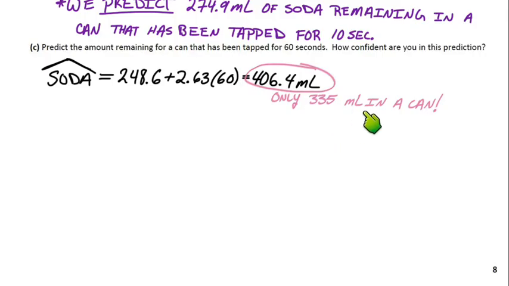So our linear model doesn't apply out to 60 seconds. That's not applicable. Well, why is that? Well, we only had data from 2 to 12 seconds. Just because you tap for 60 seconds doesn't mean there's going to be 400 milliliters of soda left in there. So that's the point. This is not reasonable.